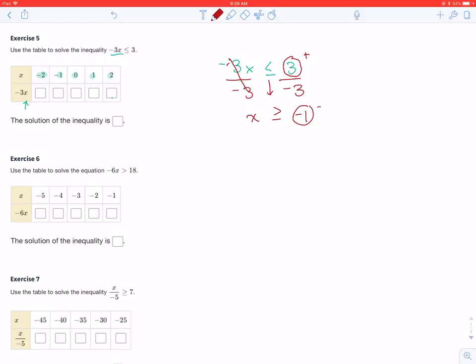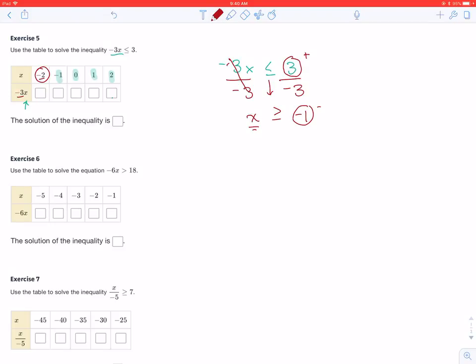And then if we actually solve out the values that go in here and ask ourselves whether they're true or false, what we should see is that numbers that are greater than or equal to negative 1 are going to give me a true statement. Which numbers here are greater than or equal to negative 1? That would be negative 1, 0, 1, and 2. So I'm expecting to get true statements out of all those. And then negative 2 must then give me a false statement, because that's less than negative 1.